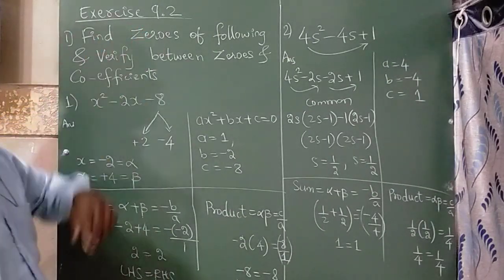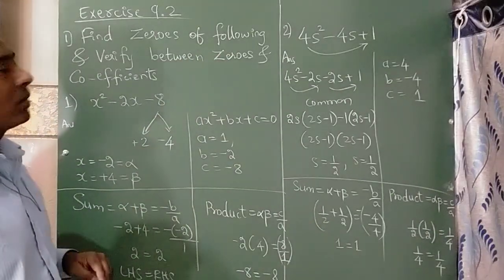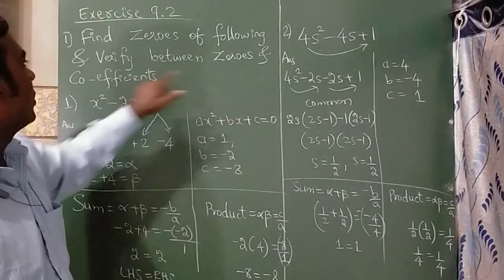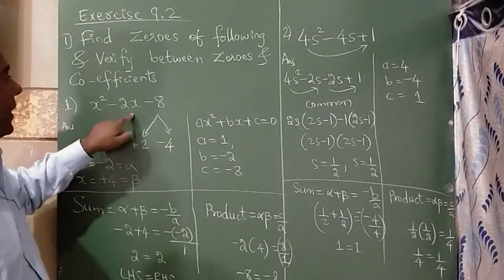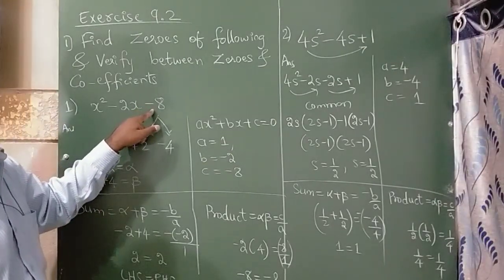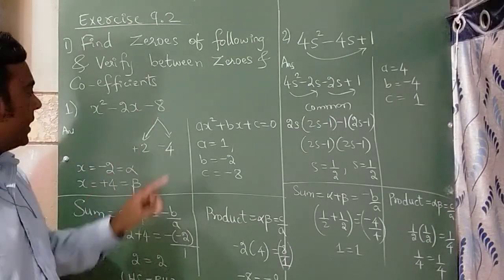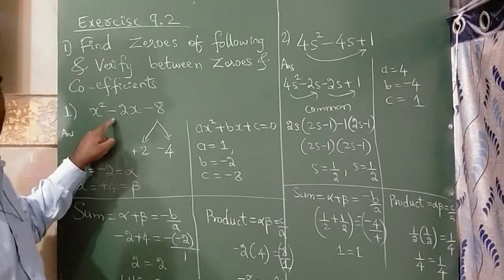So exercise 9.2. Find the zeros of the following quadratic polynomials and verify the relationship between zeros and coefficients. So the first question is x square minus 2x minus 8. This is the last digit, or you can say last term. So you need to find two numbers. If you multiply, you should get this number. If you add, you should get this number.